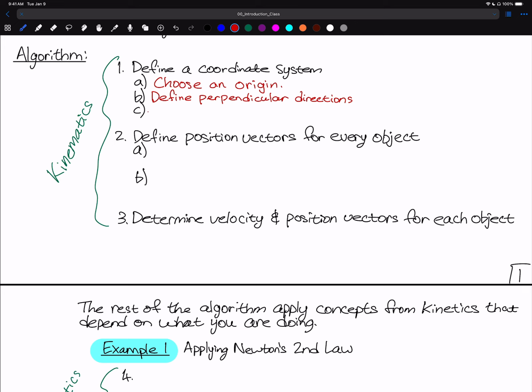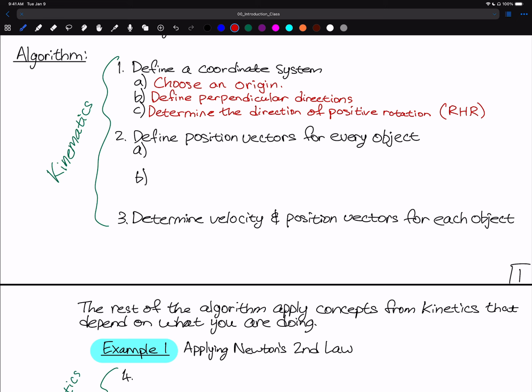And then, third, we'll determine the direction of positive rotation using the right-hand rule. So we're going to determine the direction of positive rotation, and we're going to be using our right-hand rule for this.